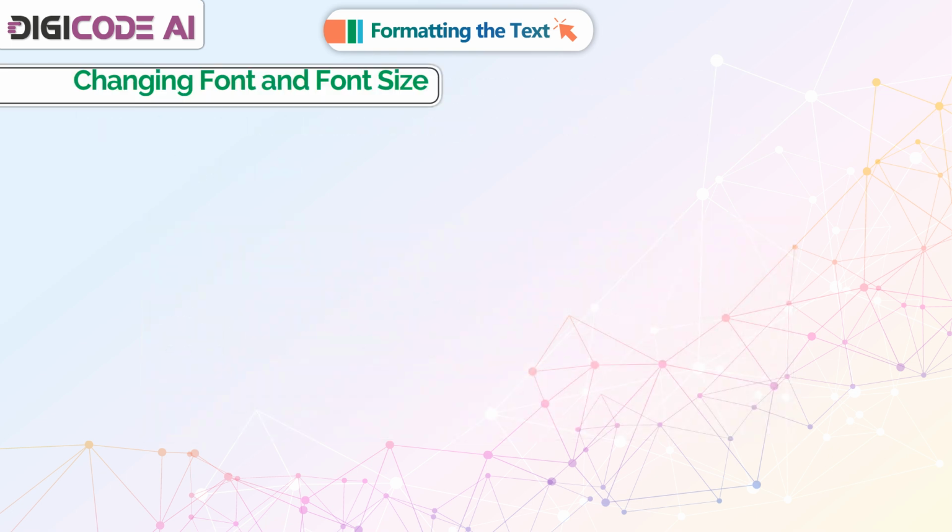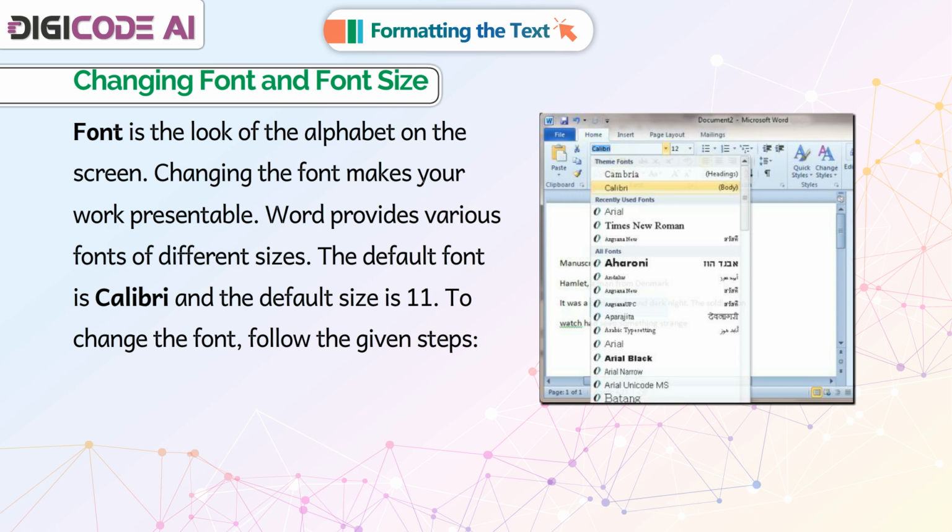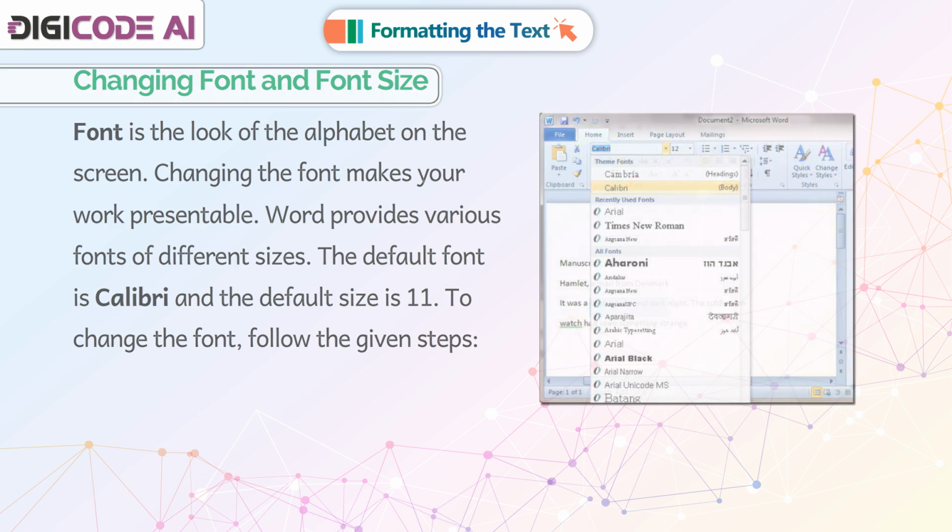Changing font and font size. Font is the look of the alphabet on the screen. Changing the font makes your work presentable. Word provides various fonts of different sizes. The default font is Calibri and the default size is 11. To change the font, follow the given steps.